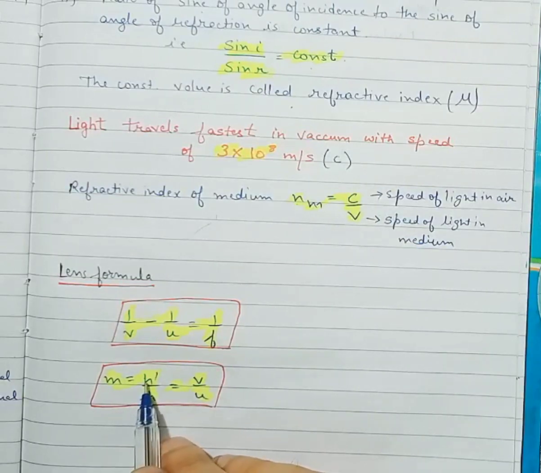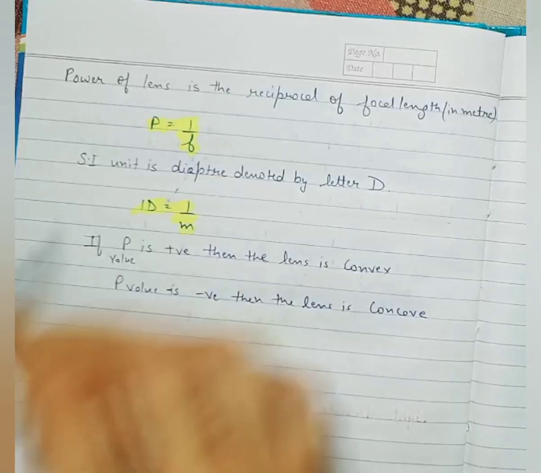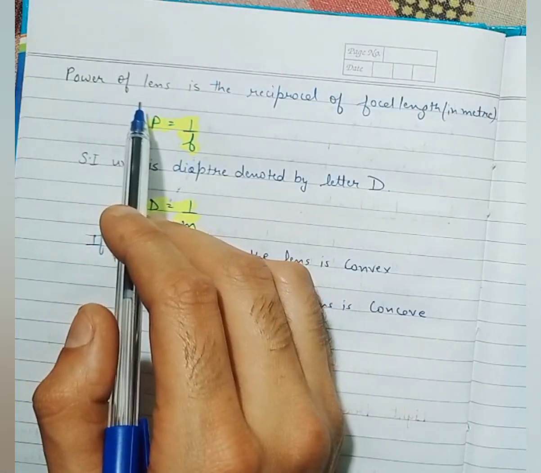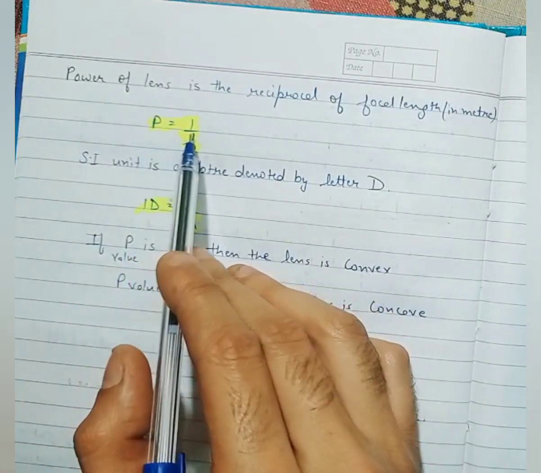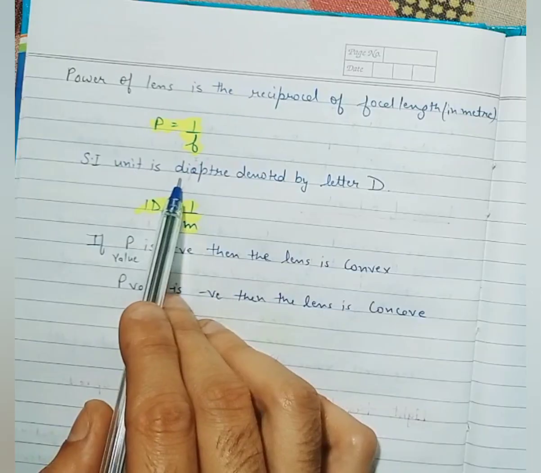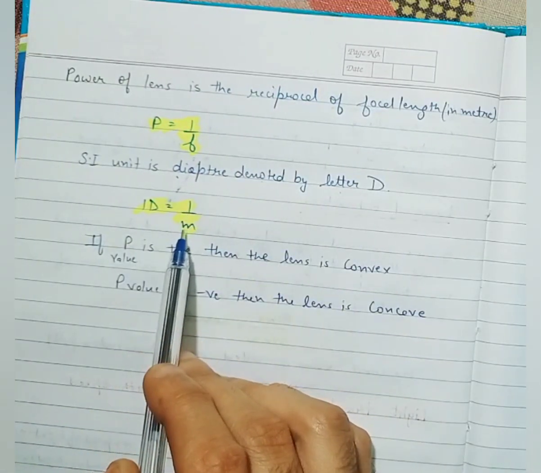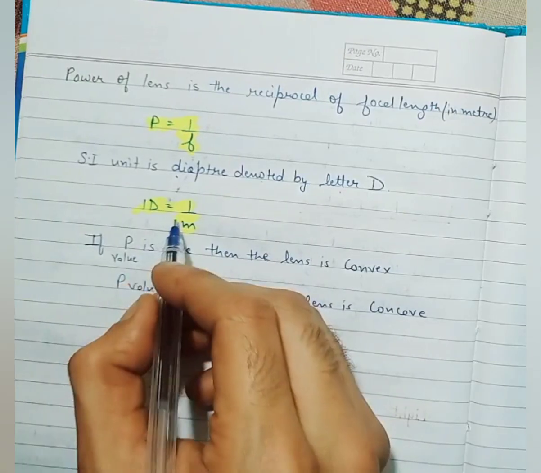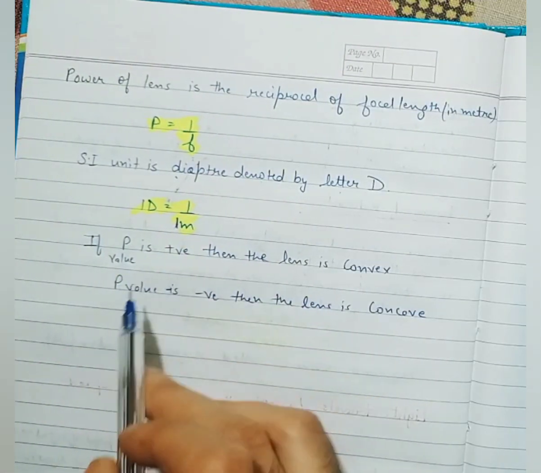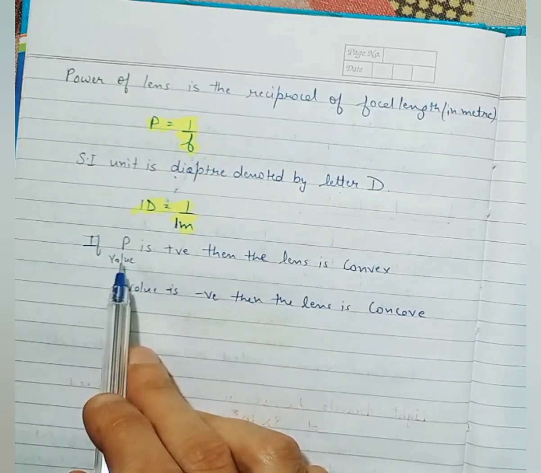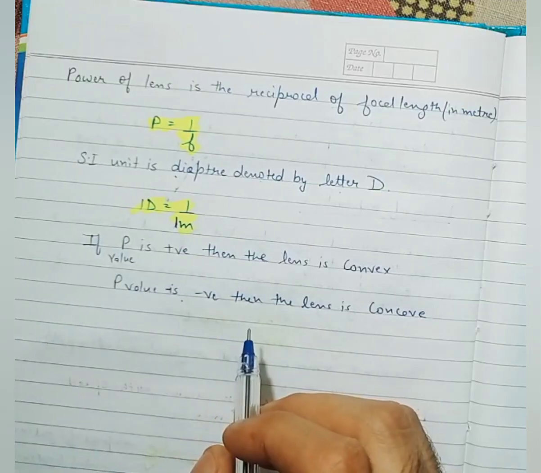Let's say h dash is the height of image and h is the height of object. Another next point is power of lens. The power of lens is the reciprocal of focal length in meter. So P is equal to 1 upon f. The SI unit is diopter, denoted by the letter D. 1 diopter is equal to 1 upon 1 meter. If P is positive, then the lens is convex, and if P value is negative, then the lens is concave. This will help in numericals.